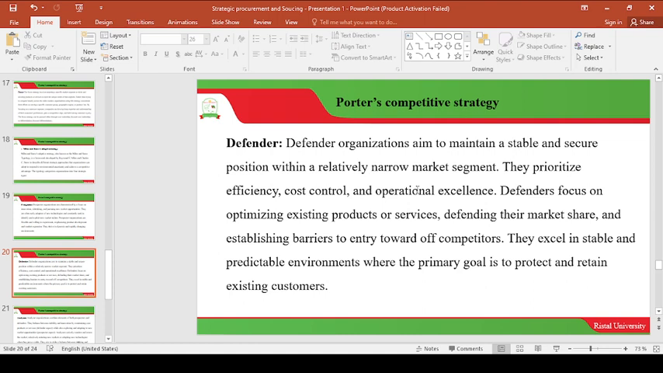Defender organizations aim to maintain a stable and secure position within a relatively narrow market segment. They prioritize efficiency, cost control, and operational excellence. Defenders focus on optimizing existing products or services, defending their market share, and establishing barriers to entry towards competitors.